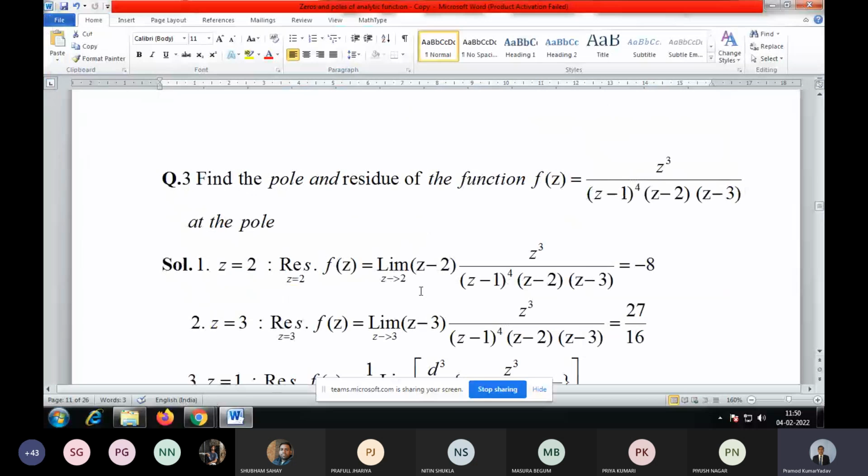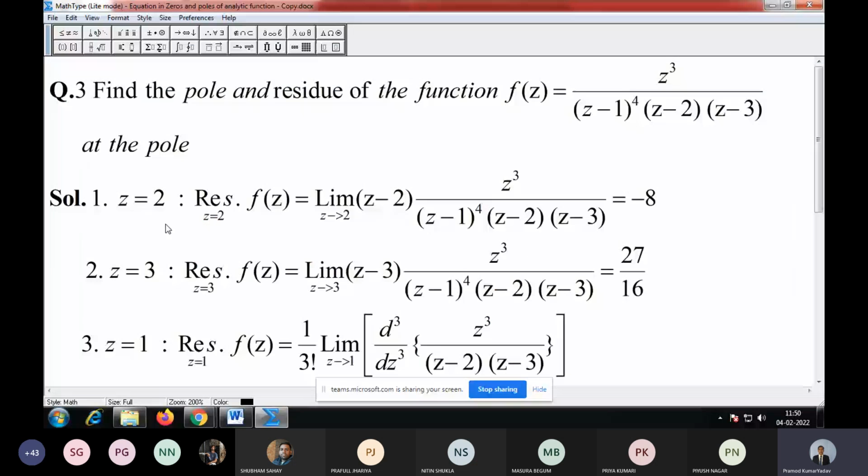Yes, please. Now who will solve this question? Already I will solve. Find the pole and residue of the function. Again, by equating the denominator to zero, we may find the points where the function is not analytic. So z equals 1, 2 and 3. At z equal to 1, this is a pole of order 4.